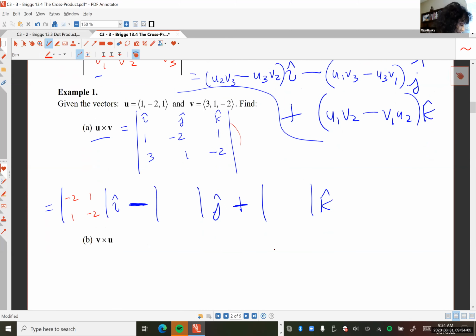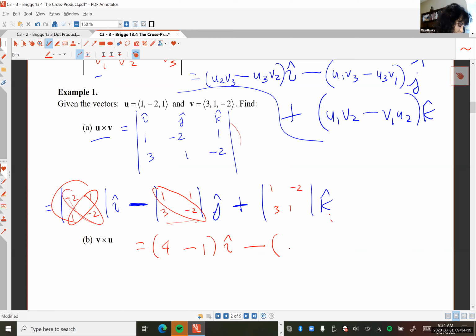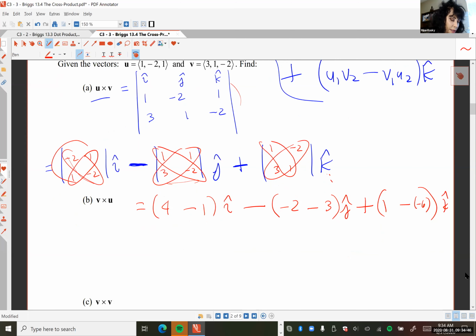Okay, it happens. So to get the 2 by 2 for j hat, block out the row and column that j hat lives in and look at the numbers that are still standing. And to get the k hat 2 by 2, block out his row and column. Now you're going to go: -2 times -2, that's +4, minus 1 times 1, that's 1, times i hat; minus the major diagonal, 1 times -2, minus the minor diagonal product, 3 times 1 is just 3, times j hat; plus 1 times 1 is 1, minus 3 times -2 is -6. Be careful, because that's 1 minus a -6 there.